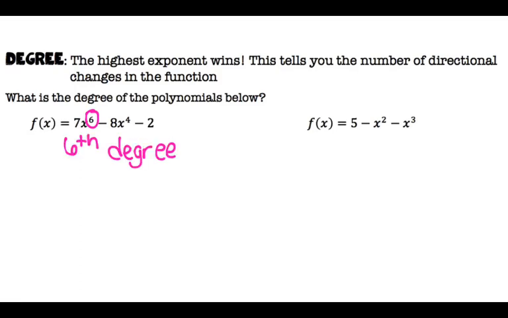The next one I have is f of x equals 5 times x minus 2, minus x squared minus x to the 3rd. So my biggest exponent is 3, so this is a 3rd-degree polynomial.